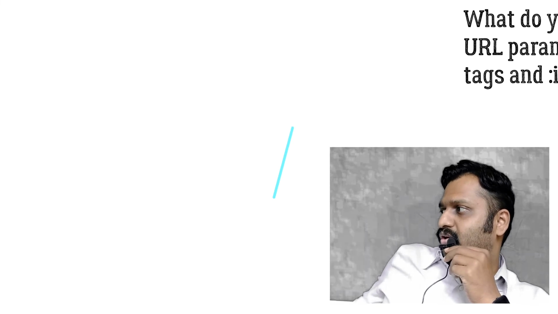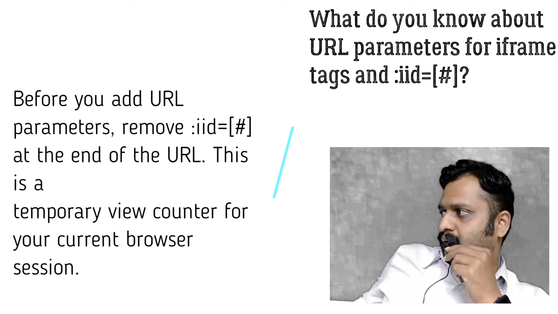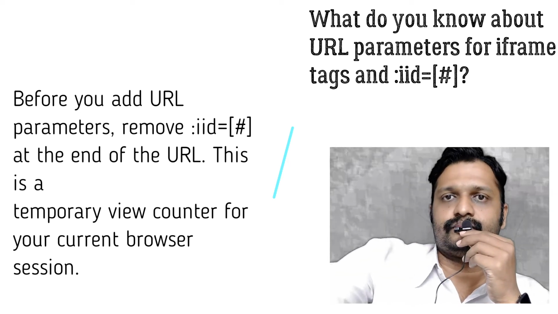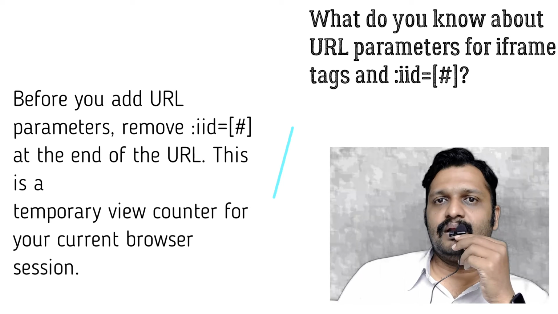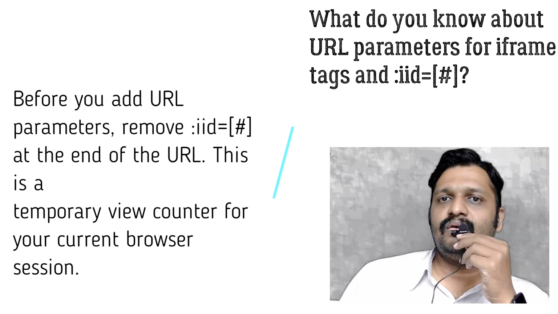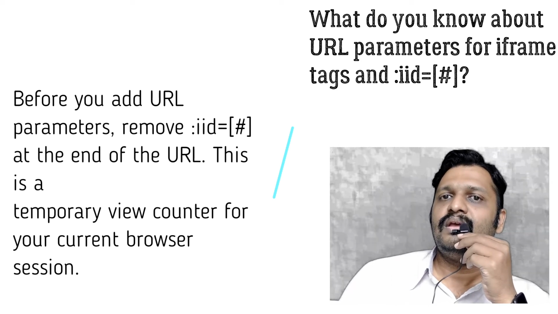Next question. What do you know about URL parameters for iframe tags and :iid equals hash? Before you add URL parameters, remove :iid hash at the end of the URL. This is a temporary view counter for your current browser session. Next question.